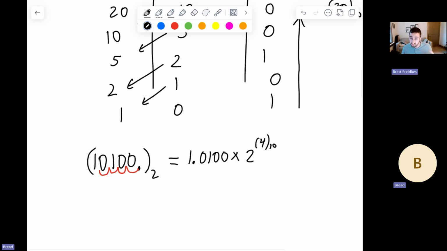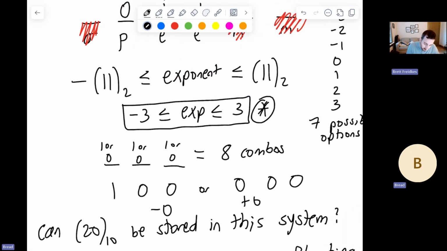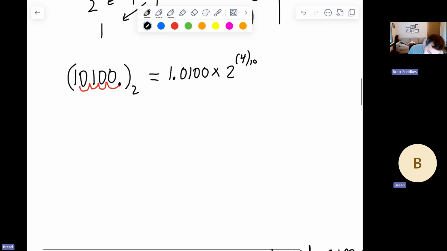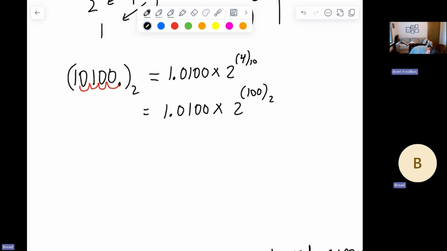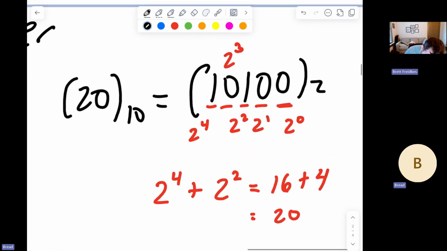Now, let's see why this won't work. First off, we said here that our exponent in the system can only go between -3 and 3. The exponent in this problem is 4, which means it cannot be stored. Why? Well, the way we would represent this in floating point is to convert that 4 to binary. And a 4 in binary, and you can do another VQR table if you're not sure, is 1, 0, 0. Because 4 is 2 squared. I mean, if you come over here, we can see that right here, 1, 0, 0, that is just 4.